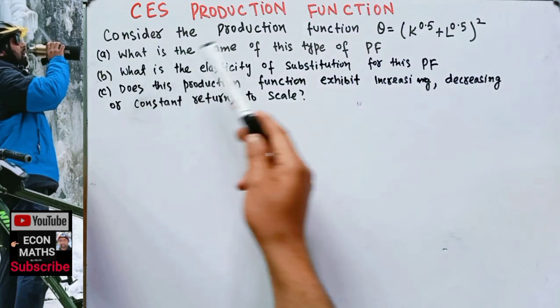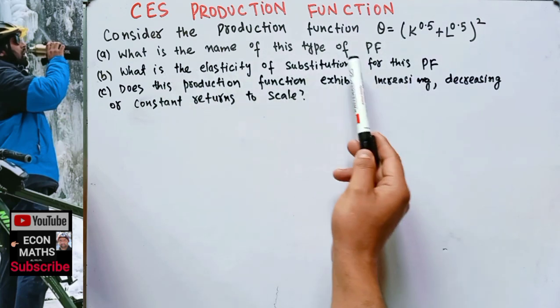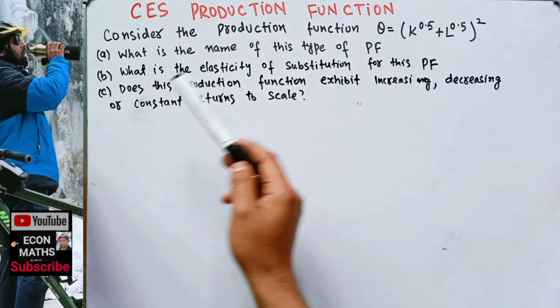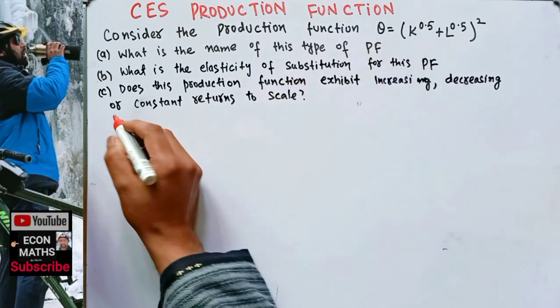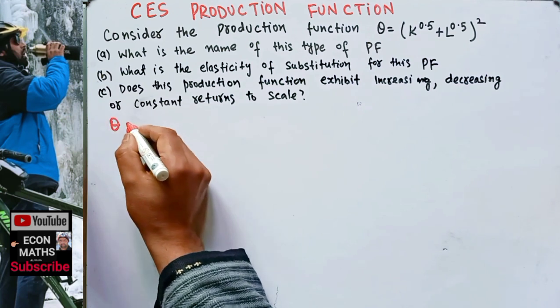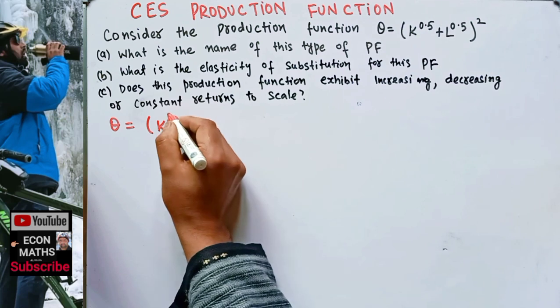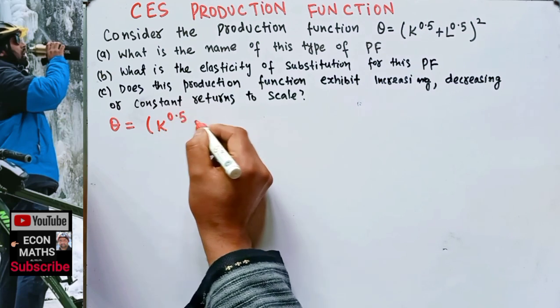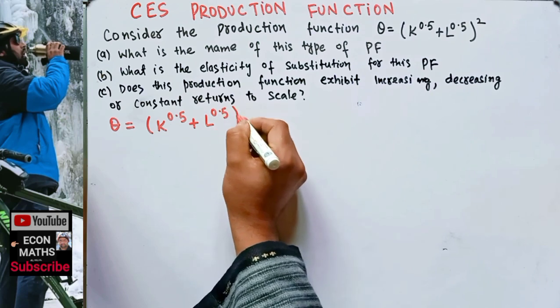We have to mention what is the name of this type of production function, what is the elasticity of substitution for this production function, and does this production function exhibit increasing, decreasing, or constant returns to scale. Okay, so let us do it one by one. So we are being given Q is equal to K to the power 0.5 plus L to the power 0.5 whole square.